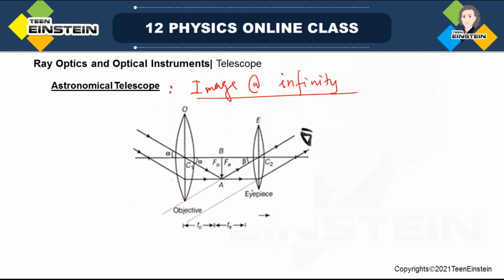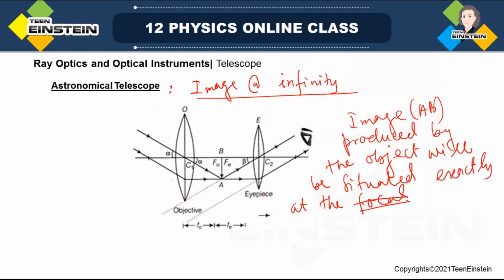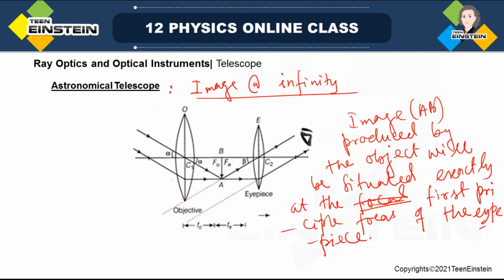The objective and eyepiece are adjusted in such a way that the image AB produced by the objective lens will be situated exactly at the focus, the first principal focus, of the eyepiece.